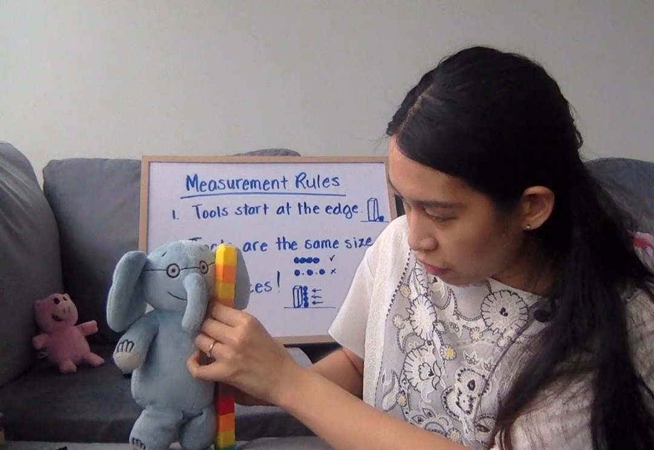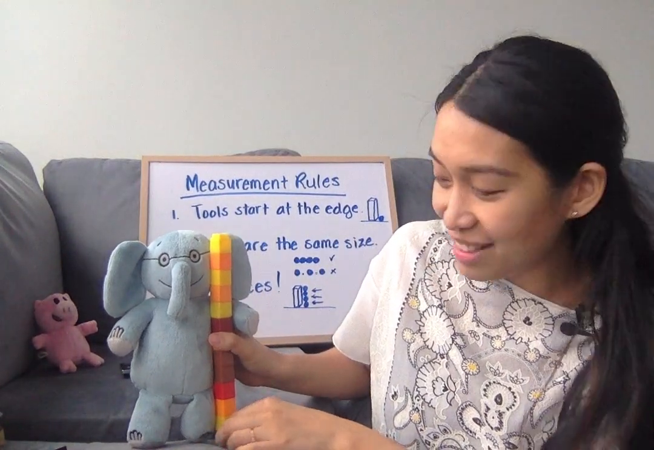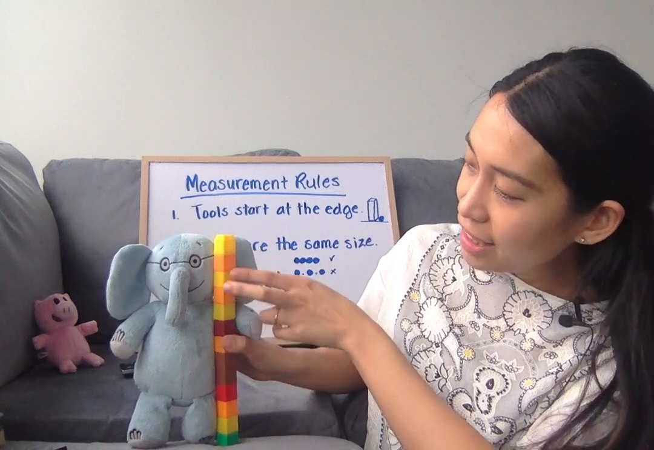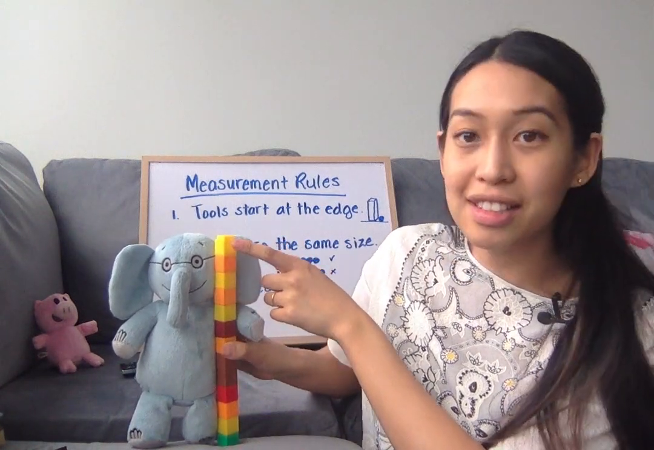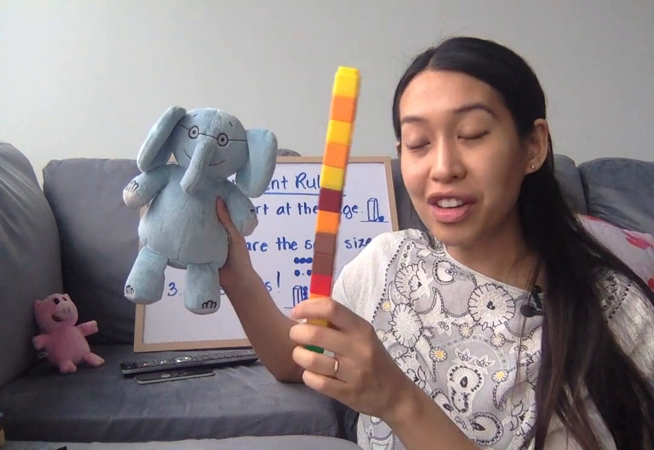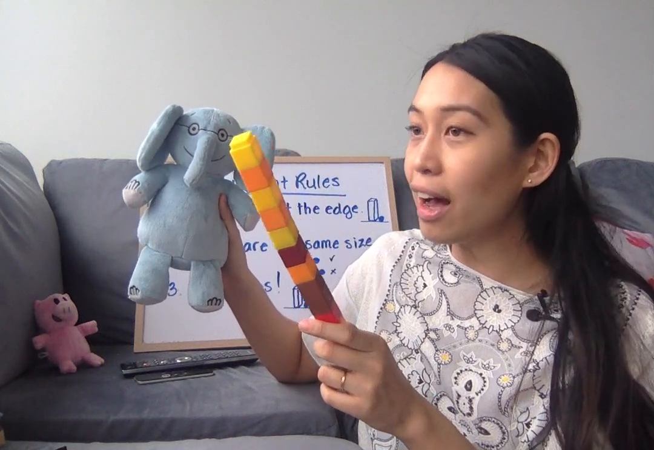I have 8 so far. Let's see. Wow, I think this is just right. Perfect. 2, 4, 6, 8, 10, 12 plus 1 is 13 units. So elephant is 13 Unifix cubes tall.